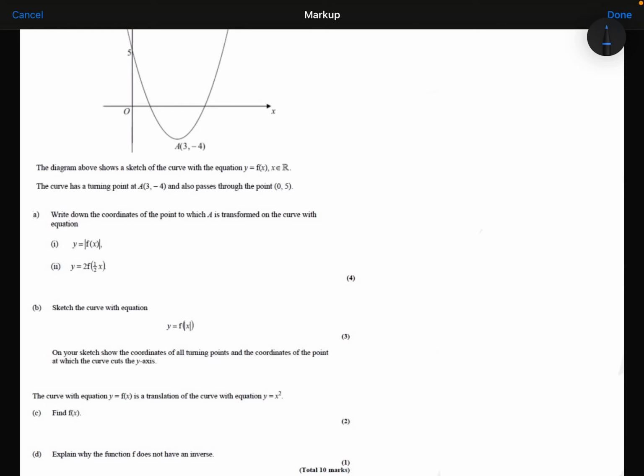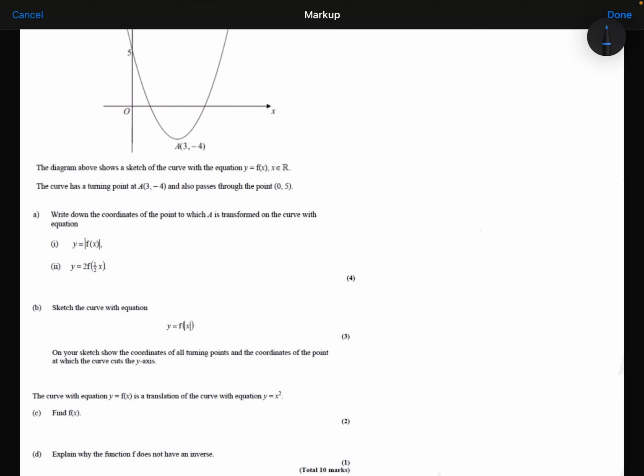The diagram above shows a sketch of the curve with the equation y equals f of x, with x being a real number. The curve has a turning point at A, which is the coordinate (3, -4), and also passes through the point (0, 5). Part A. Write down the coordinates of the point to which A is transformed on the curve with the equation y is the modulus of f of x.